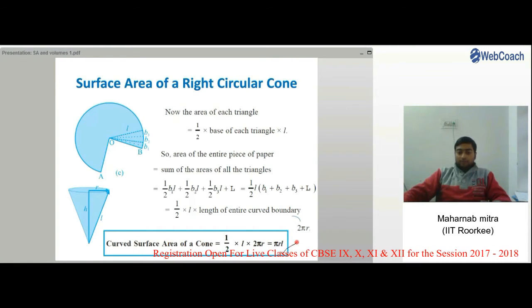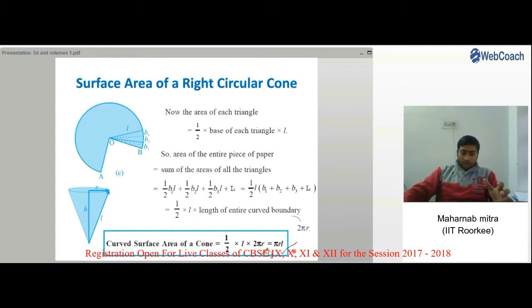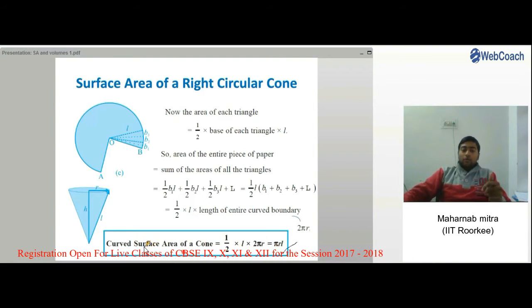So curved surface area of a cone we have obtained as pi r l. And how can we obtain l if we don't know the value of l but we know the value of h and r? How can we find out the value of l?